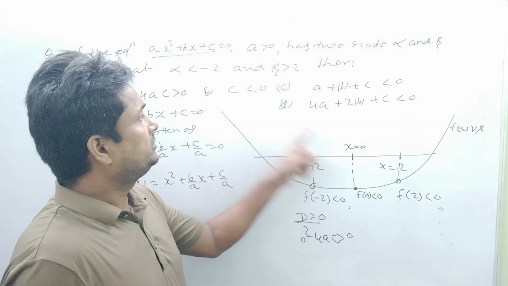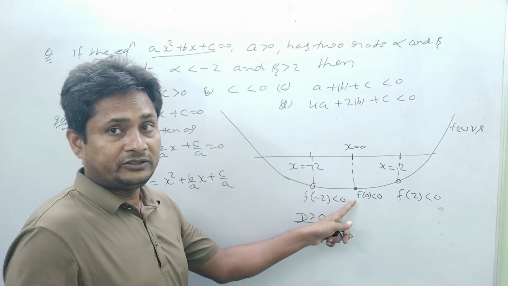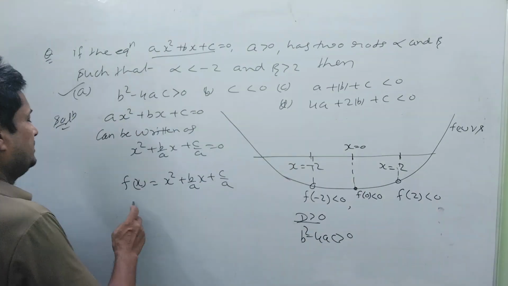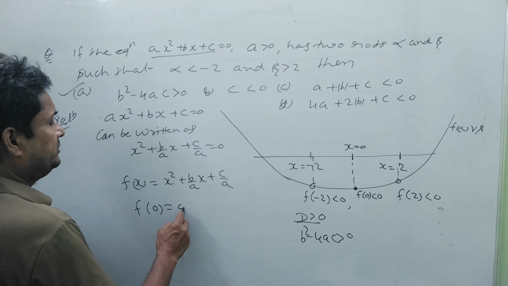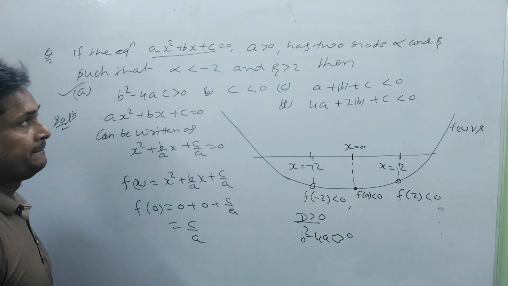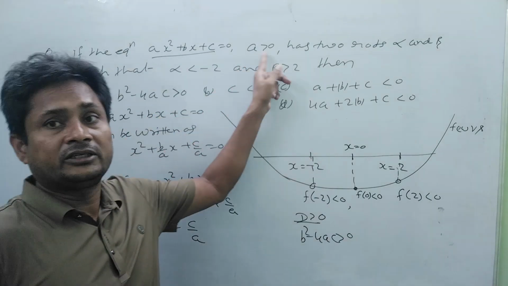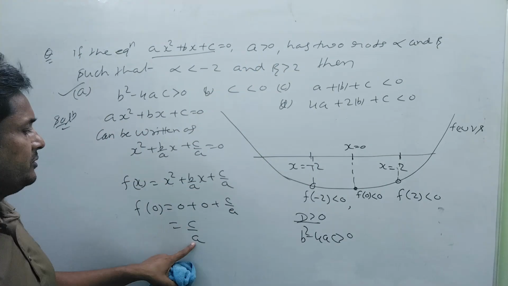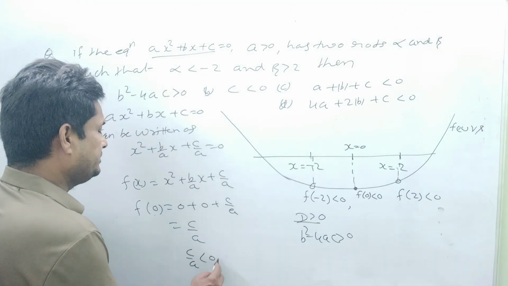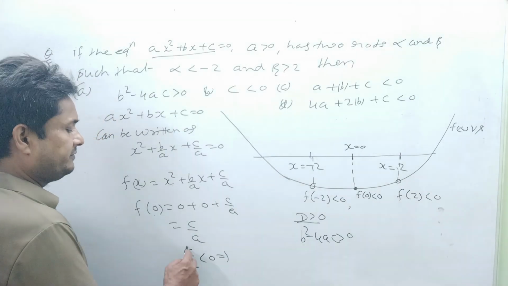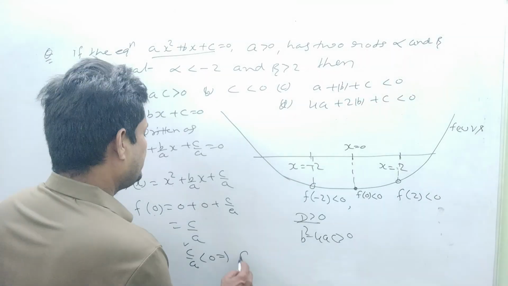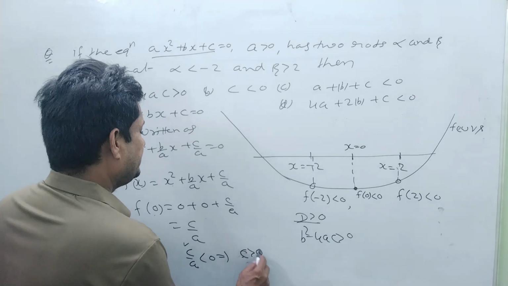At x is equal to 0, see here, f of 0 is having what? Less than 0. So find out the f of 0. So f of 0 will be how much? This is 0 plus c by a, so this is coming c by a. And in the question, a is given positive and f of 0 is negative value. So c by a is negative.